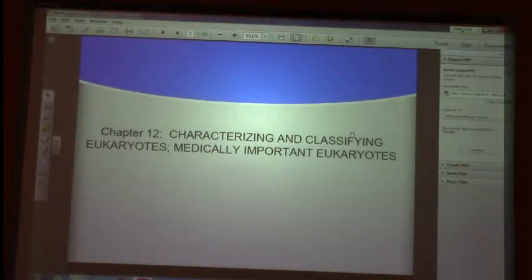For week 4, we will be covering the medically important eukaryotes. This is primarily coming from chapter 12. However, as we go more in depth with some of the medically important eukaryotes, it's very important for you all to read chapters 19 through 24 on the select microbial diseases that are caused by eukaryotes. That will be outlined in this particular lecture.